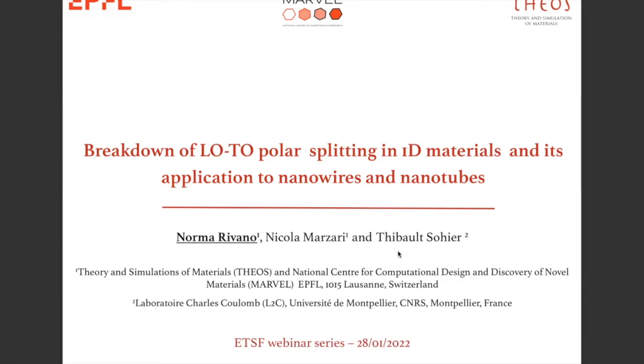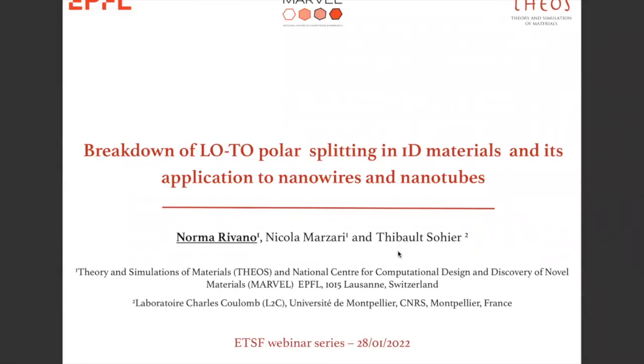Whenever we are dealing with polar optical phonons, the kind of physics we have in mind is the one related to the Frohlich electron-phonon coupling and the so-called LO-TO splitting. This is quite well understood in 2D materials and three-dimensional materials as well. However, when it comes to the one-dimensional family of materials, there is still something missing in the full picture, and this is what we want to tackle in this project.